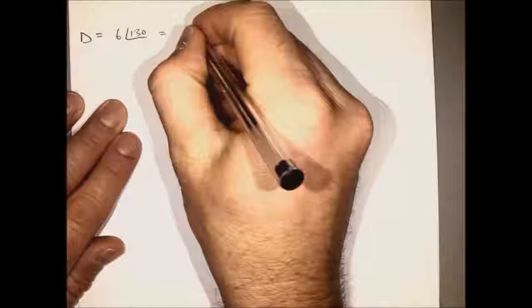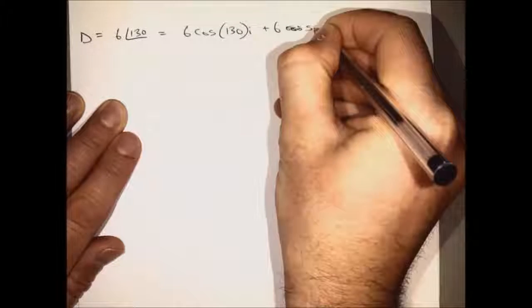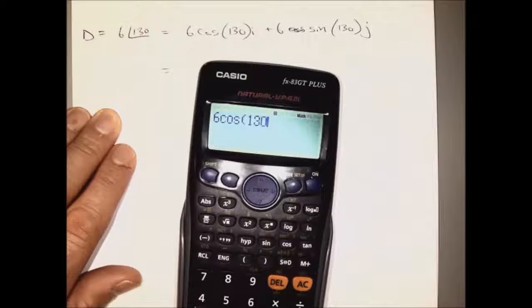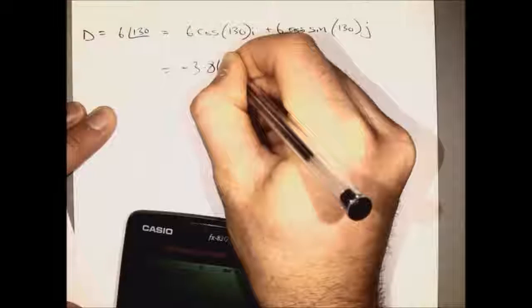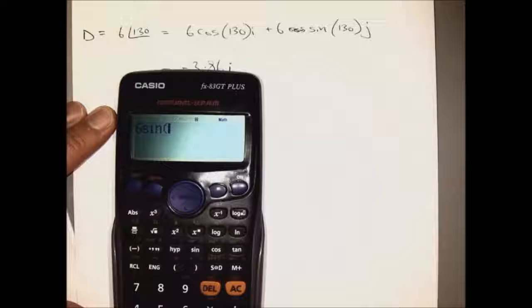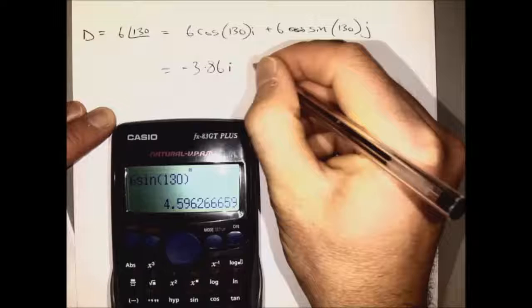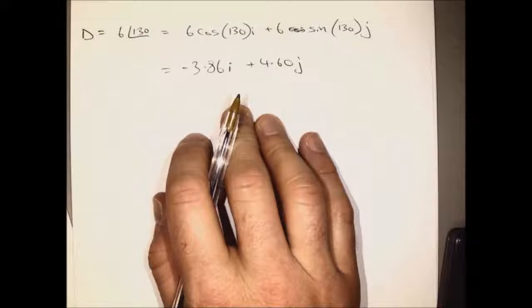For force D, R is 6, the magnitude is 6, and our angle is 130. Theta is 130. So plugging those values into the calculator, we get minus 3.86 I plus 4.6 J.